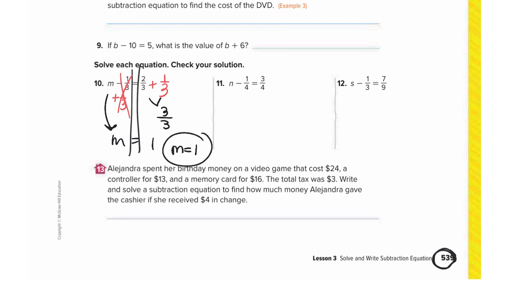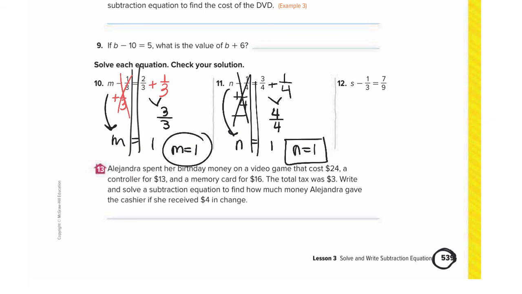So m equals 1. Number 11, we want to get n by itself, so I'm going to do the inverse of subtracting 1/4. I'm going to add 1/4. Whatever we do to one side, we have to do to the other. Because these are inverse operations of each other, they cancel out. So we're left with n equals, this is like the last one, 3/4 plus 1/4 is 4/4, which is 1.